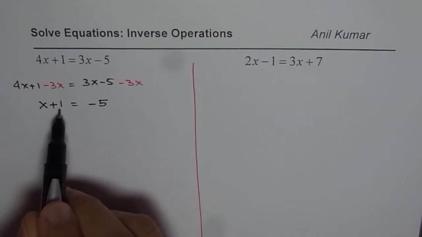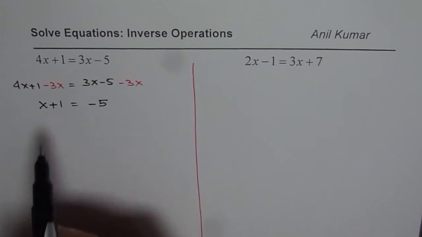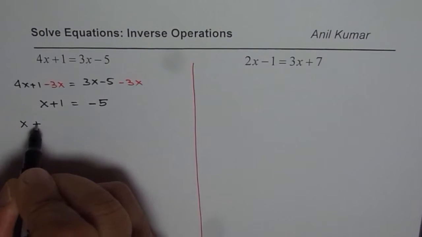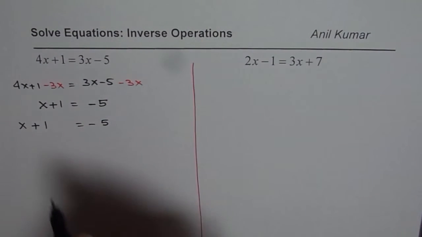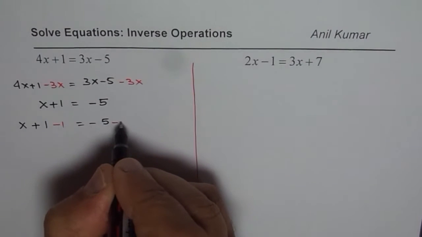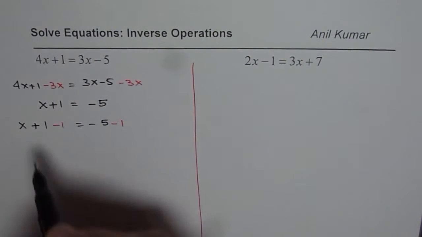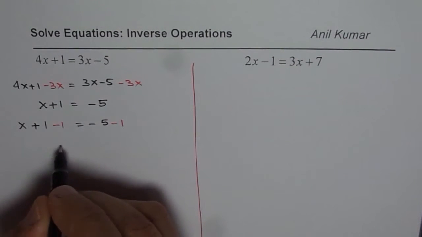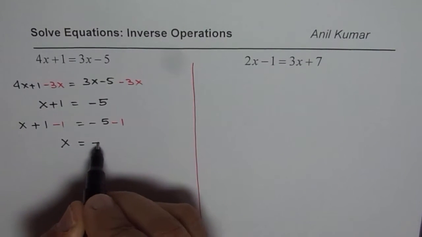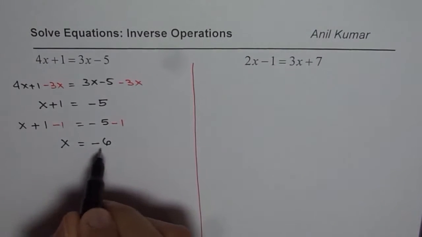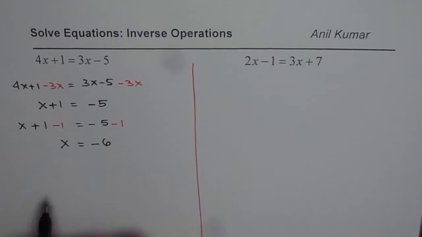x plus 1. So the inverse is minus. So we'll take away 1 from both sides now. We have minus 5, and in this step we'll take away 1 from both the sides. So on the left side, 1 minus 1 is 0. We are left with x. And on the right side, minus 5 minus 1 is minus 6. x equals minus 6 becomes our solution, right?